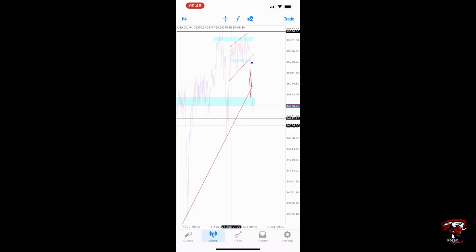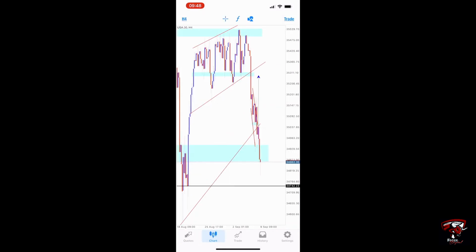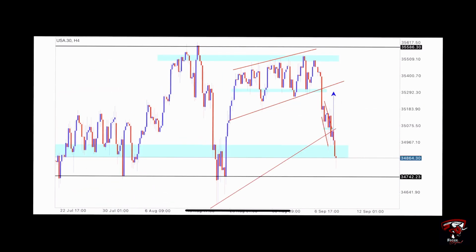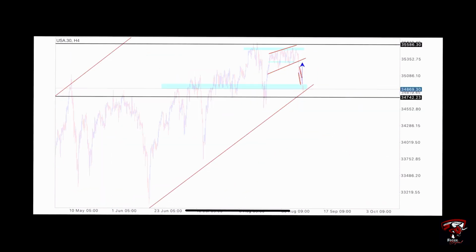So let's look at US30, which is another instrument, an index. Currently I do see that we are at the bottom, which is at a support. So now let me fix my analysis.